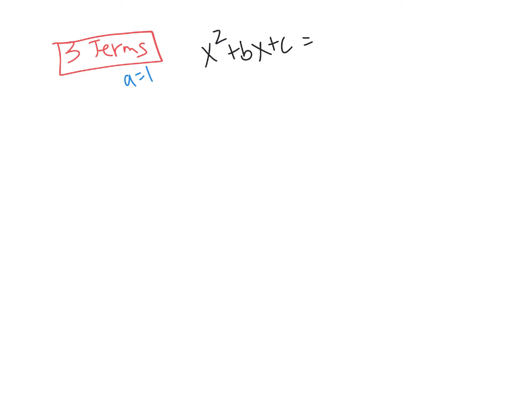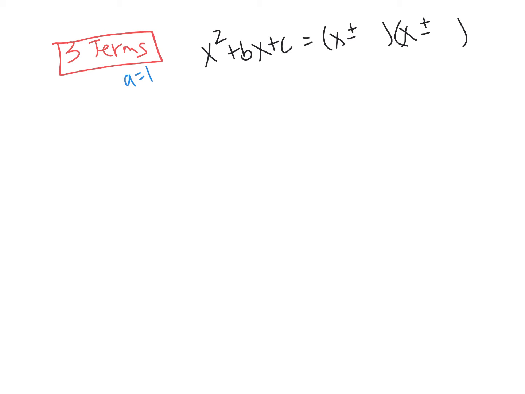Okay, what if we have 3 terms? So what if we have 3 terms in a quadratic where a equals 1? So I have a quadratic, x squared plus bx plus c. So I have a trinomial quadratic, and I only have a 1x squared, so a here equals 1. I can factor that, break that apart as parenthesis, parenthesis. So x plus or minus something times x plus or minus something.